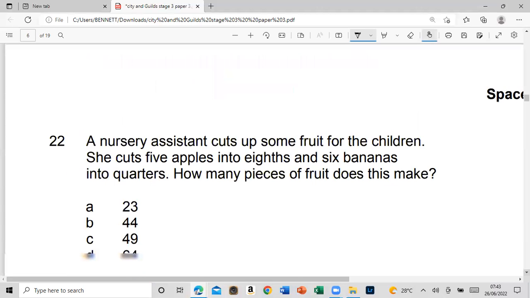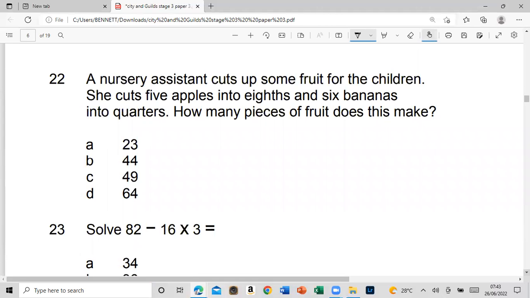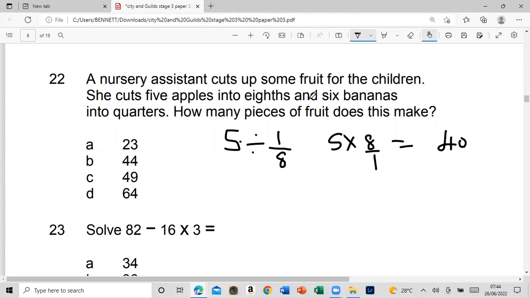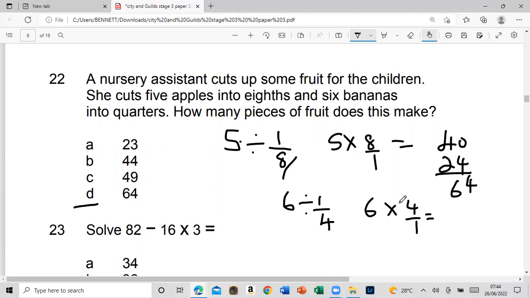A nursery assistant cut up some fruits for the children. She cut 5 apples and she divided it into 1/8. You know the rule? We like 5 times 8 over 1, right? So that's a 40. So we get that part there. All right. 6 bananas divided by a quarter. So we do the same thing again. 6, change it to multiplication, 4 over 1. That's 24. All right, so let's go to 24 here. So, okay. All right, let's move on to 23.